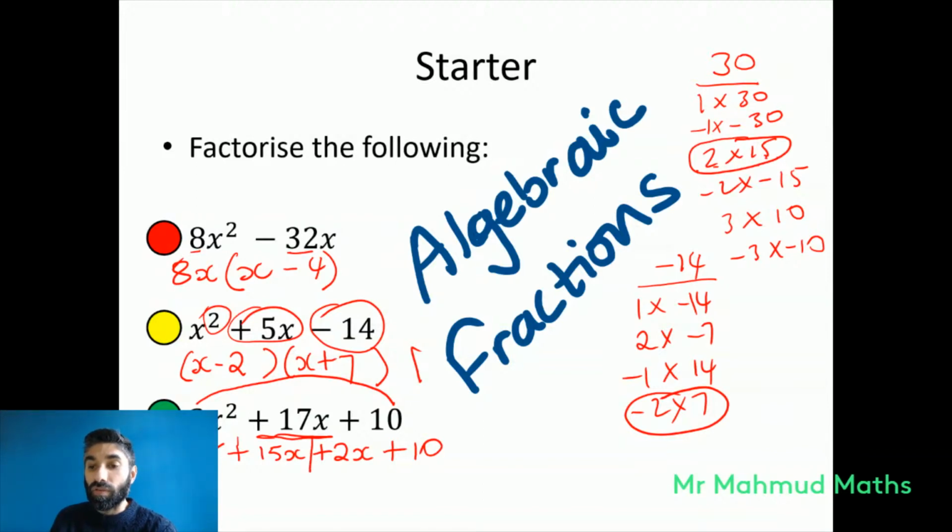Now I have these two terms here. I'm going to factorize these two. So what's the common factor between 3x squared and 15x? We've got 3 as the highest common factor, and x squared and x have x in common. Now we're going to write down what's here. So 3x.